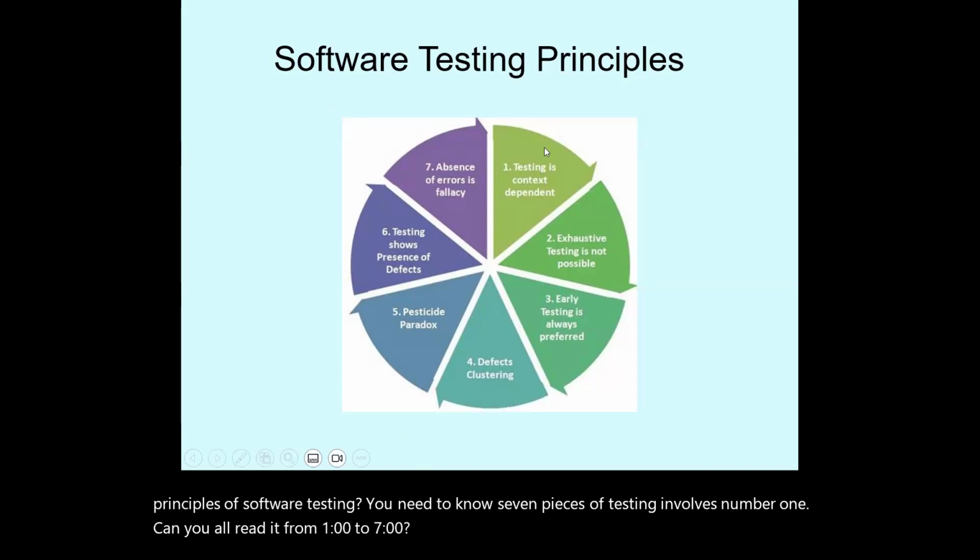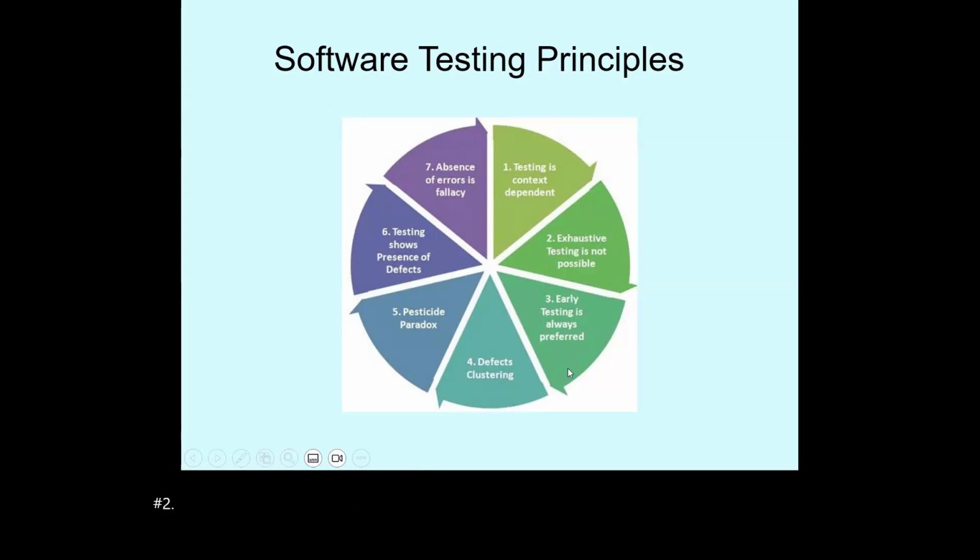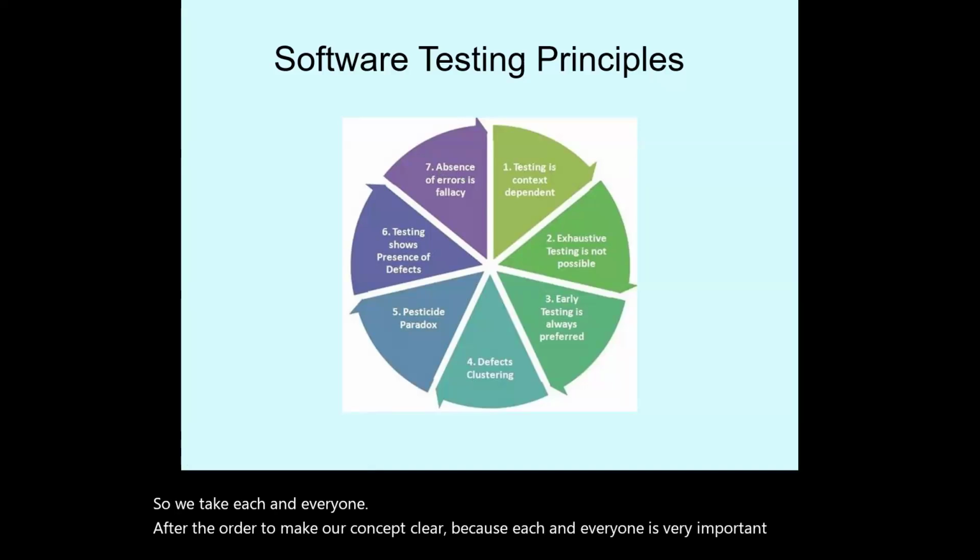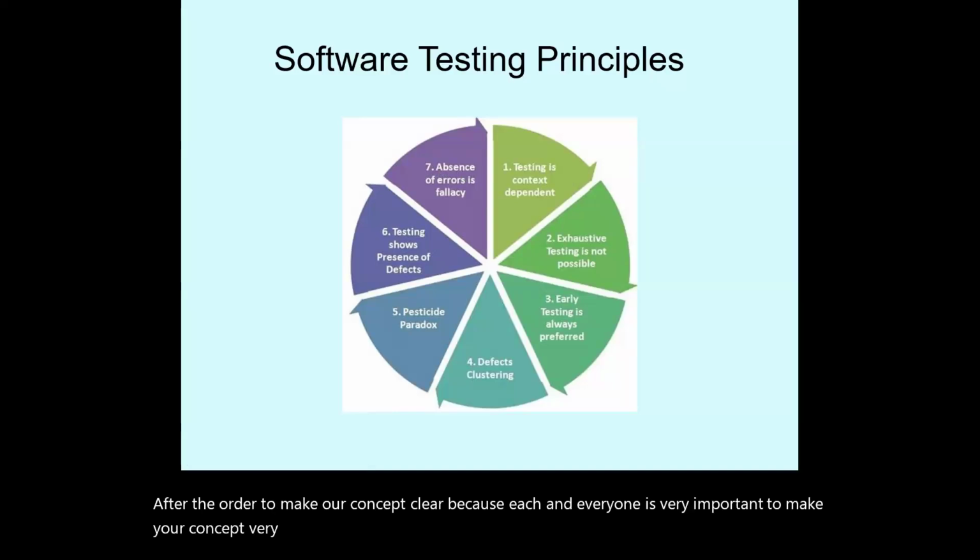Testing is context dependent. Number 2, exhaustive testing is not possible. Number 3, early testing is always preferred. Number 4, defect clustering. Number 5, pesticide paradox. Number 6, testing shows presence of defects. And 7, absence of errors is a fallacy. So we take each and every one after the other to make our concept clear, because each one is very important to make your concept very clear when it comes to testing principles.